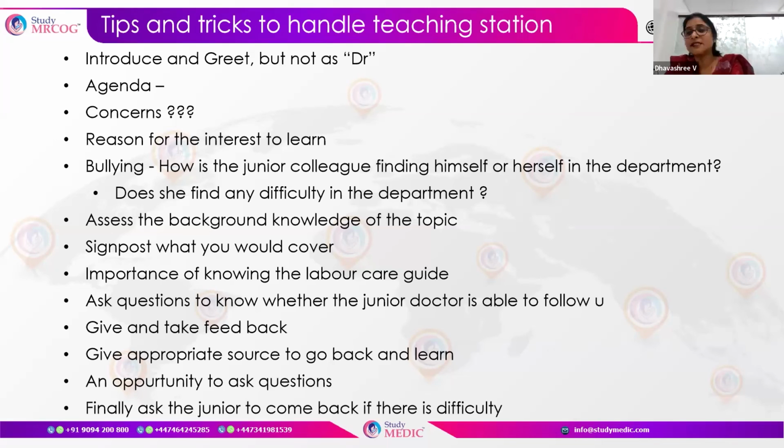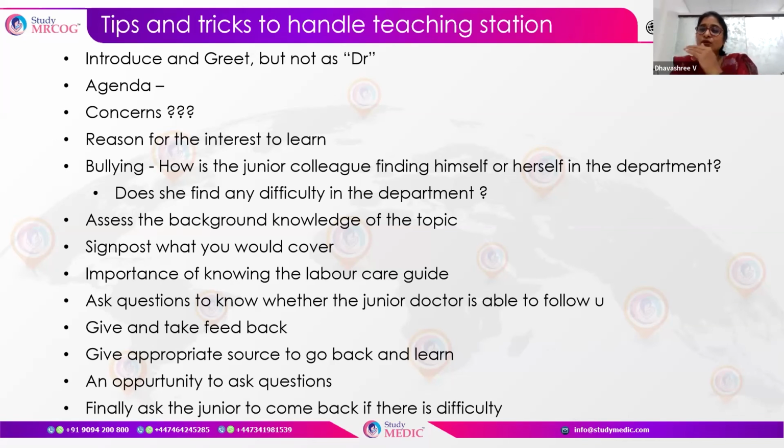Ask the reasons for the interest to learn, and appreciate it if they have come forward to learn. With bullying, definitely ask how the junior colleague is finding himself or herself in the department. Does she find any difficulty in the department? This will tell you whether it is bullying. Assess the background knowledge, that is also very important. Signpost what you would cover.